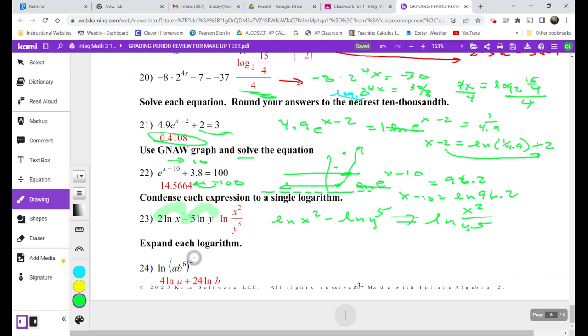Just the opposite here. You can distribute this 4 in here. And so we get the natural log of a to the 4th, b to the 24th. And we know that multiplication is addition. So it's the natural log of a to the 4th plus the natural log of b to the 24th. And then we move both of those exponents down in front.